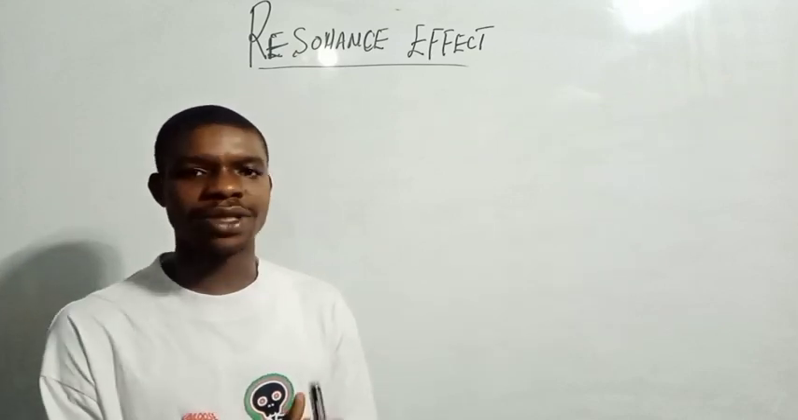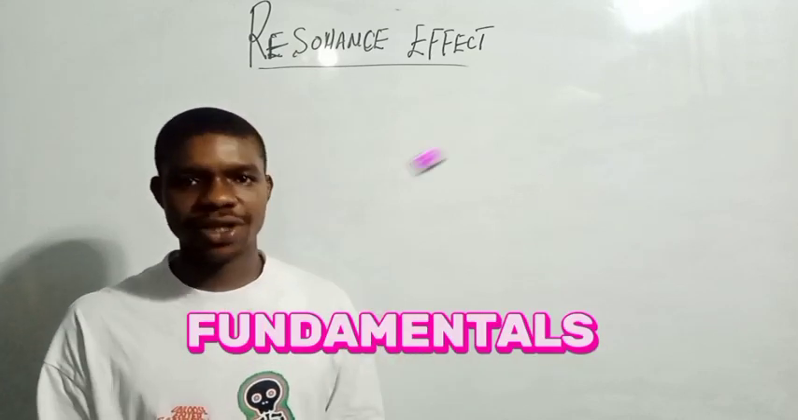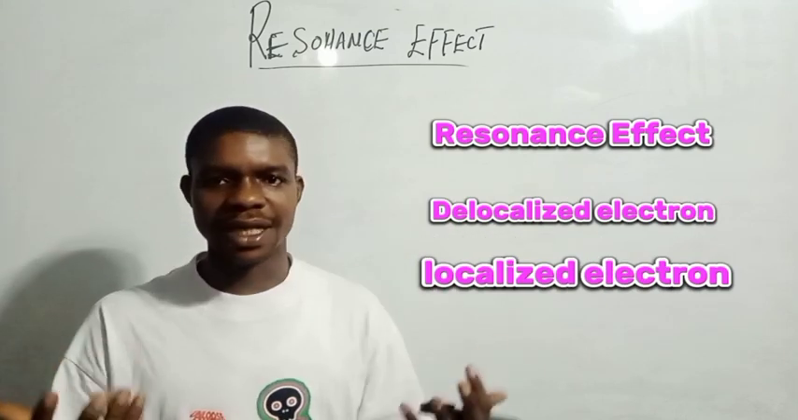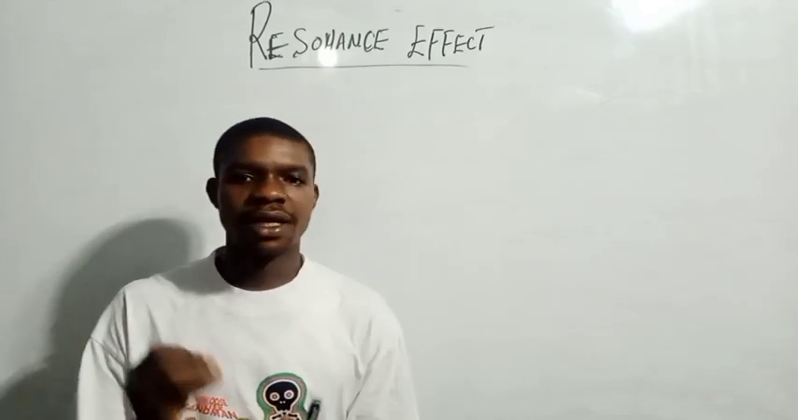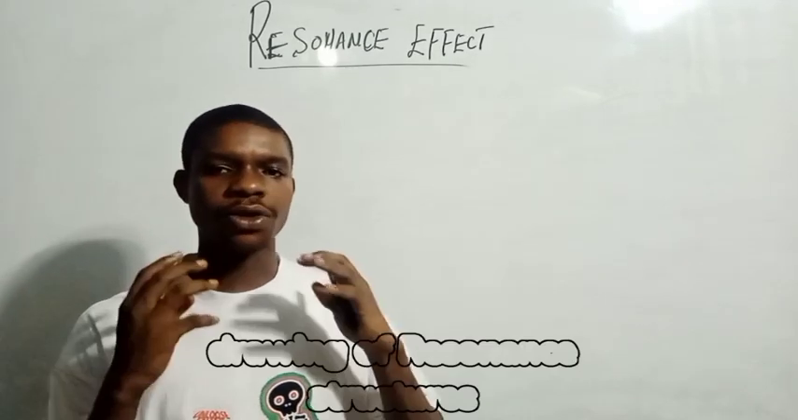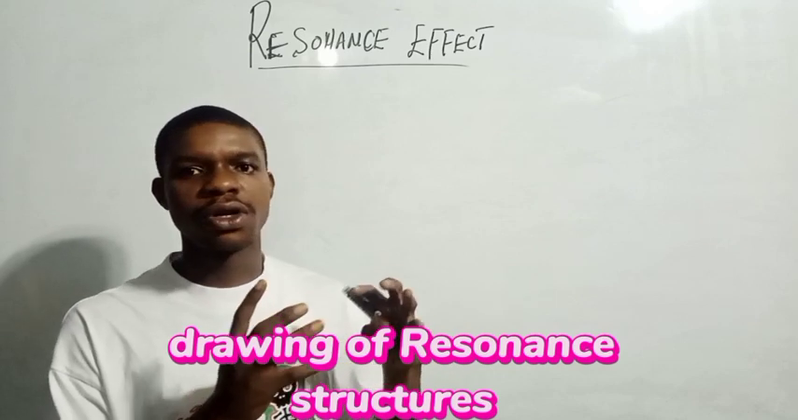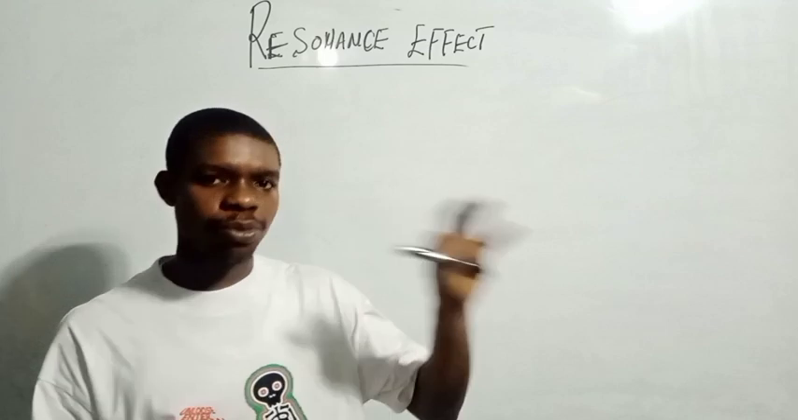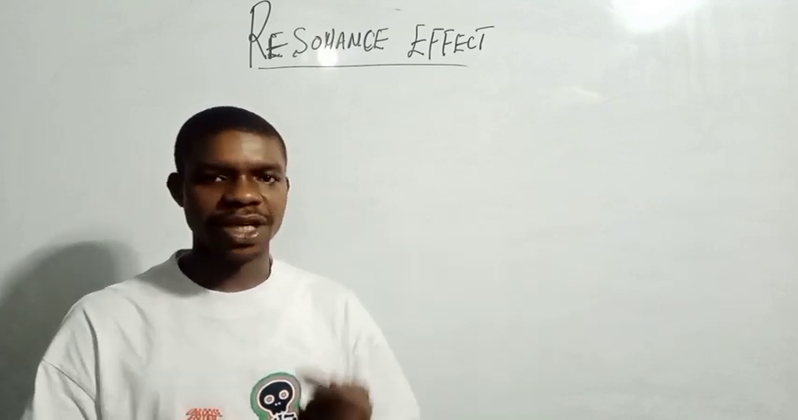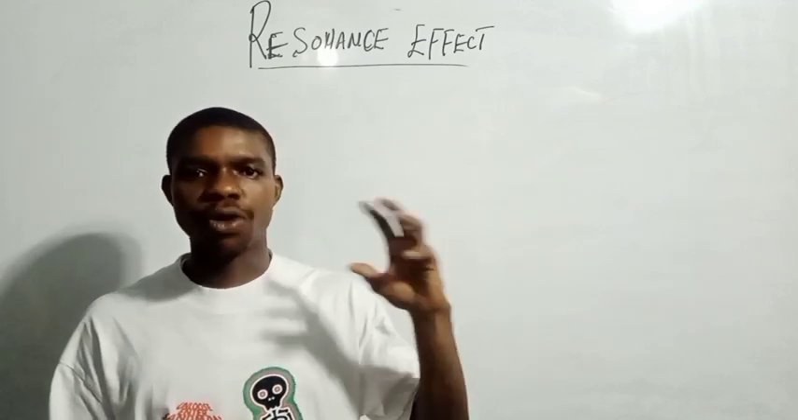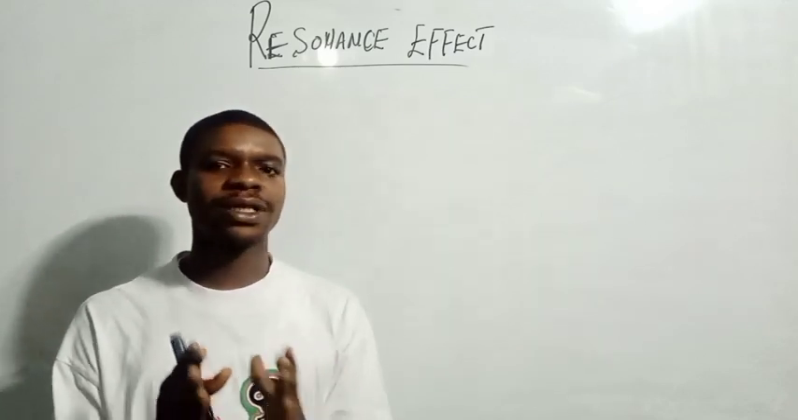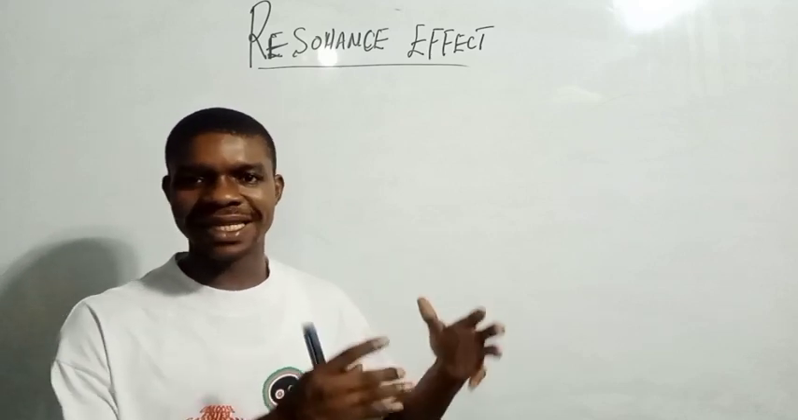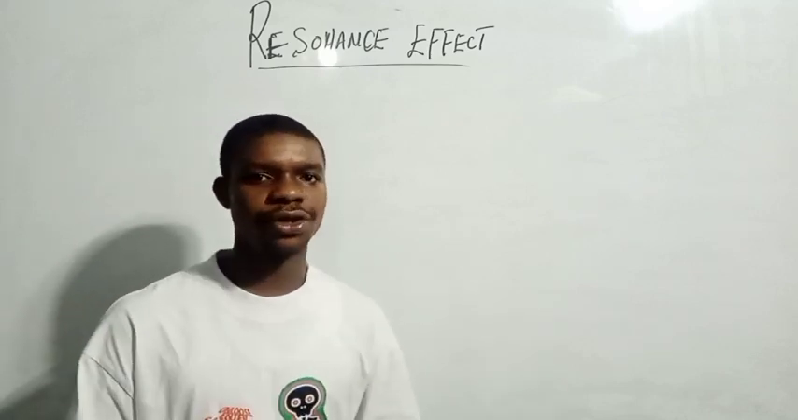In this first video, I'm going to start with the fundamentals. What is resonance effect? What is a delocalized electron? Because these two things help you to understand resonance effect better. Then how to draw resonance structures. I want to do some simple examples of how to draw resonance structures of compounds that exhibit resonance, and how many resonance structures a particular compound has. You guys should watch to the end of this video and take everything step by step, because these are things you are going to see in the exam. So let's go into it.